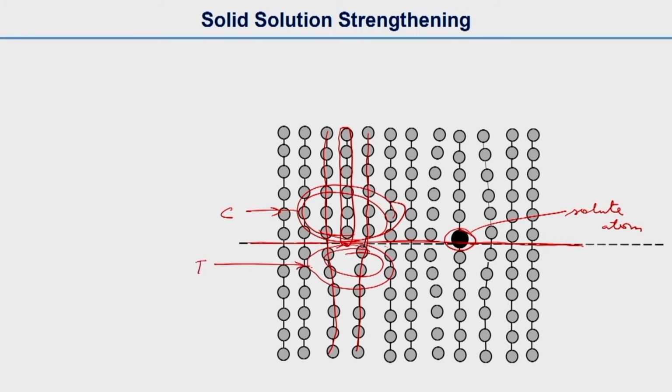Similarly, due to this solute atom, there can be a stress field that can be compressive or tensile depending on the solute atom. If it is a smaller solute atom, it can probably be a tensile stress field, or if it is a bigger solute atom, it can be a compressive stress field. So if a dislocation approaches a solute atom or a group of solute atoms, it will get some resistance. This resistance will increase the difficulty of dislocation movement, and that will increase the strength of the material. This is called solid solution strengthening.